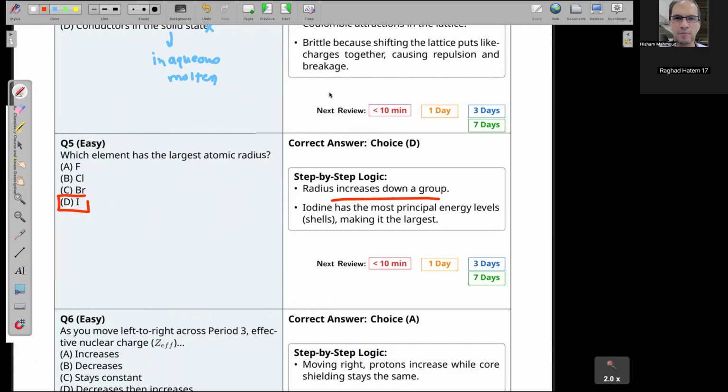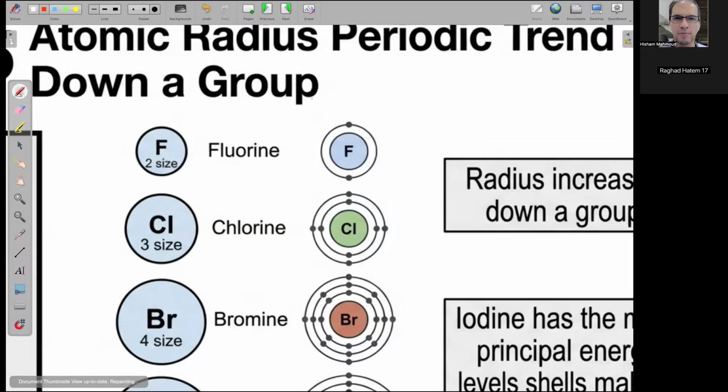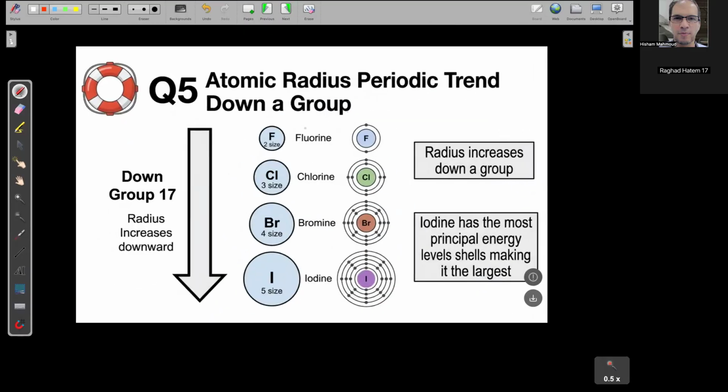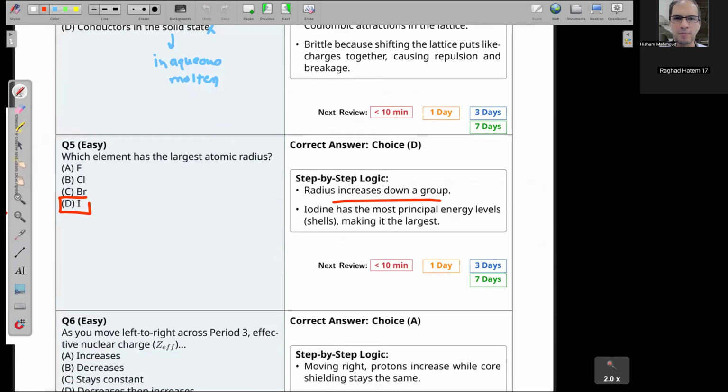Yes. Across the period, what happens? Across the period, it decreases. So atomic radius in the periodic trend: down the group, it will increase. So if F is small, this is bigger, this is bigger, this is the biggest one. This has only one layer, right? It has two layers, 2 and 7: 2 electrons and then 7 electrons, 9 electrons, right? And this has 3 layers, this has 4 layers, this has 5 layers. So iodine has the most number of principal energy levels, making it the largest, and as I go down, it increases. Let's see the next MCQ.